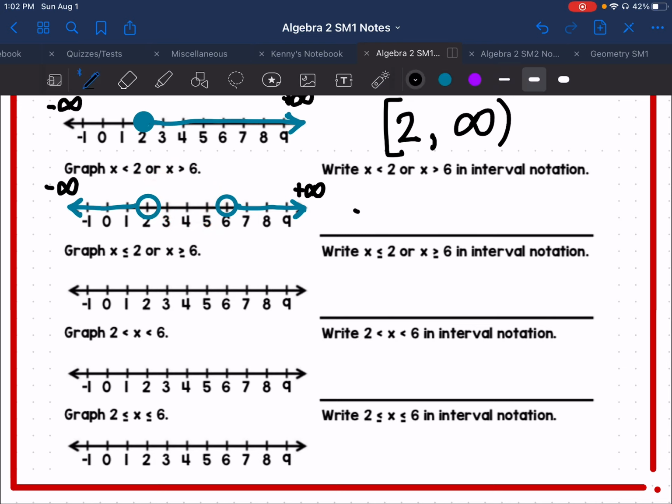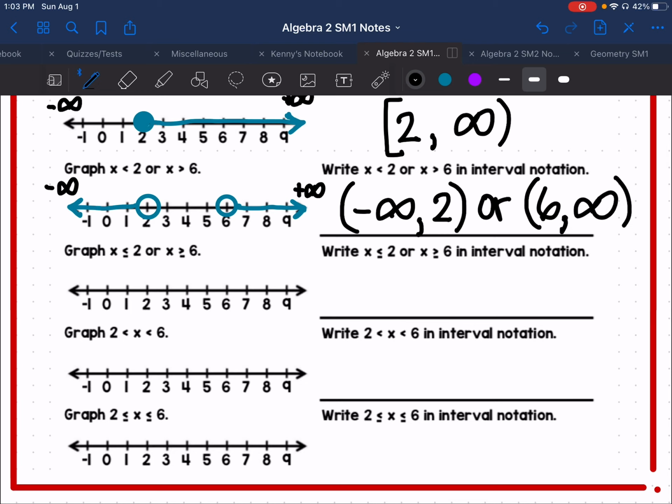So I'm going to start with negative infinity, which I know always gets a parentheses. And then I'm going to go to 2, since it's open, parentheses. I'm going to write the word or. 6, which is open, so it gets a parentheses. Comma, positive infinity, which I know always gets a parentheses.